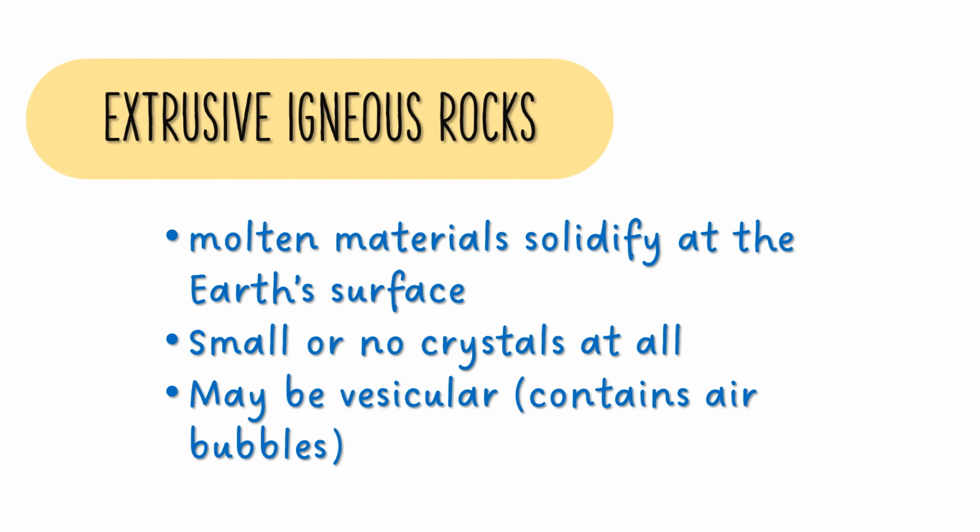You will also notice that some igneous rocks appear to have holes or vesicles. These holes are the result of air bubbles or gas that escaped from the cooling lava. So let's take a look at some examples of extrusive igneous rocks.